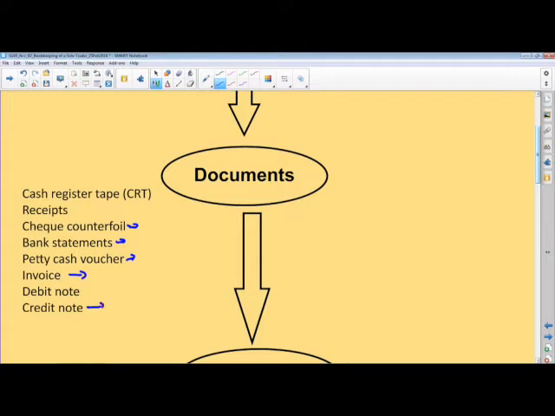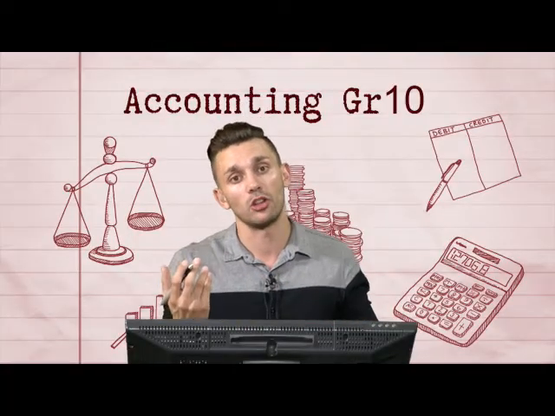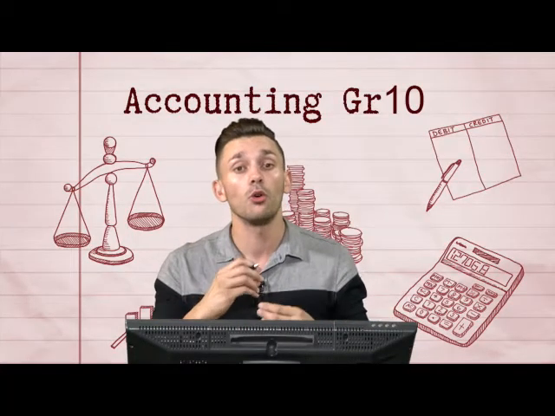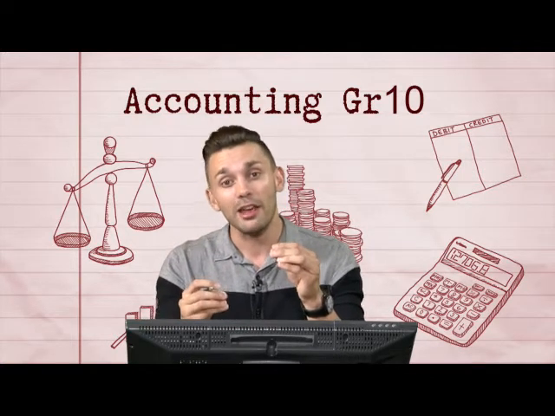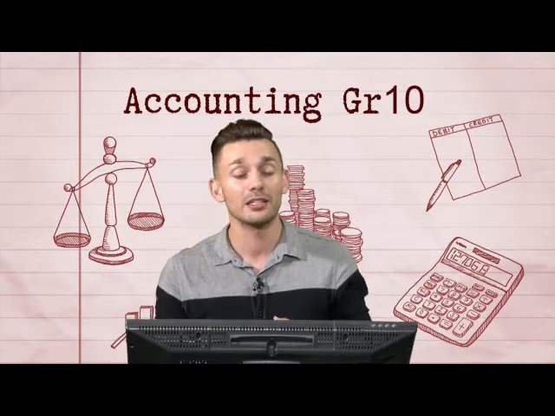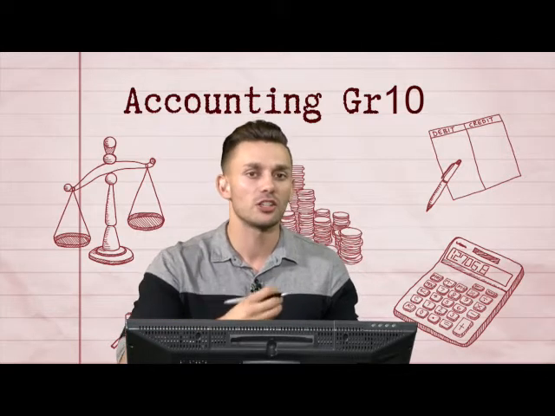Now, credit note means the debtor, which is an asset, owes me less money. And remember, assets are plus minus account. Plus on the debit, minus on the credit. Now, debtors will go down, and debtors will go down on the credit side. And why will the debtor go down in this case? The debtor returned goods to us, so they don't owe us anymore.